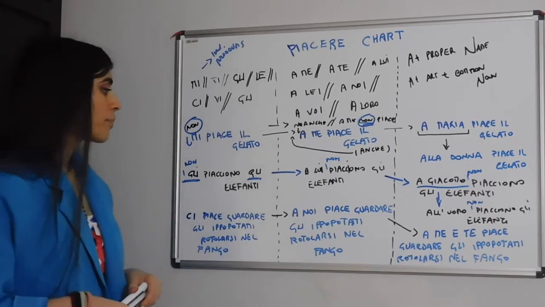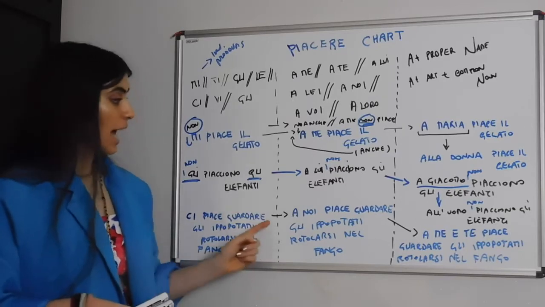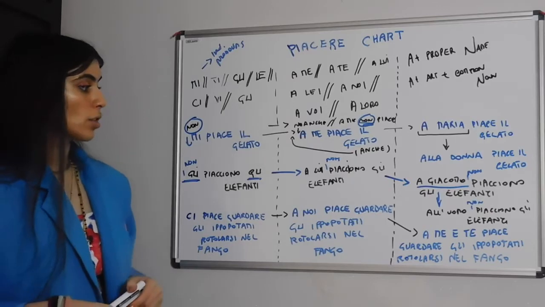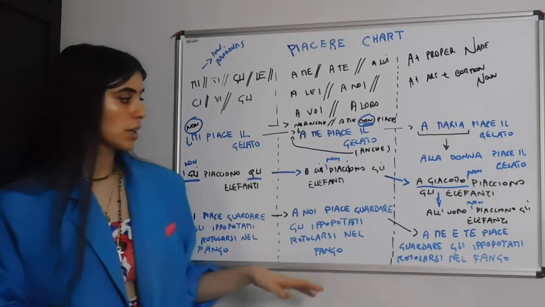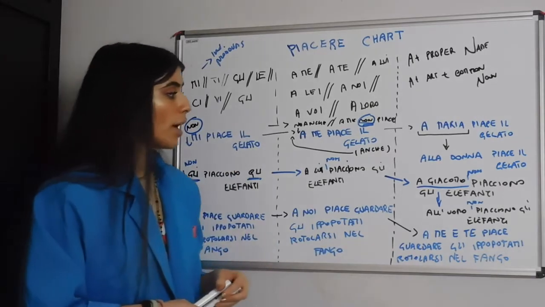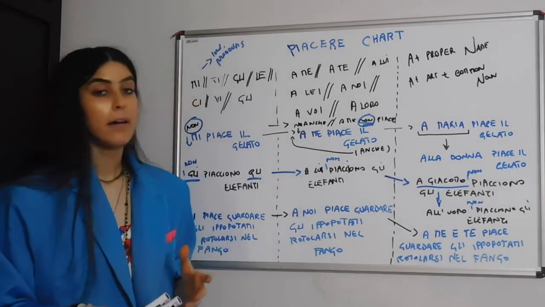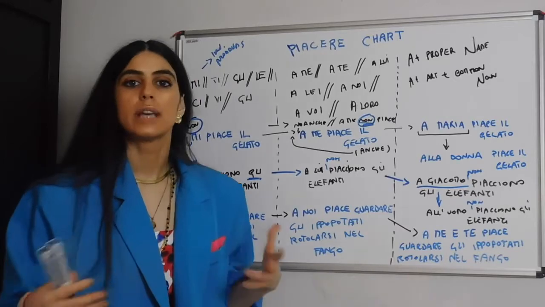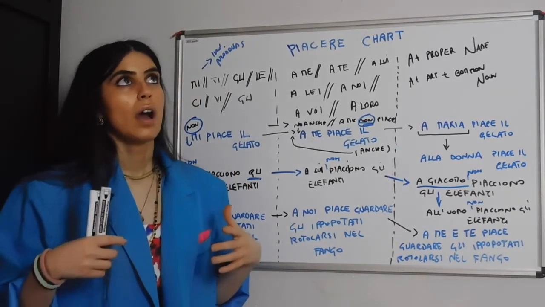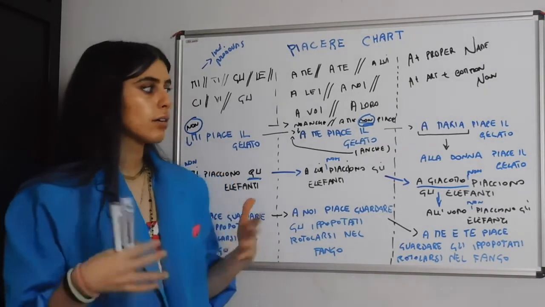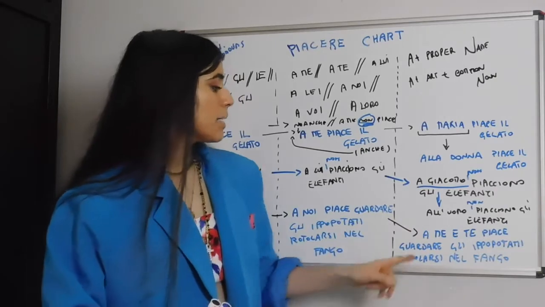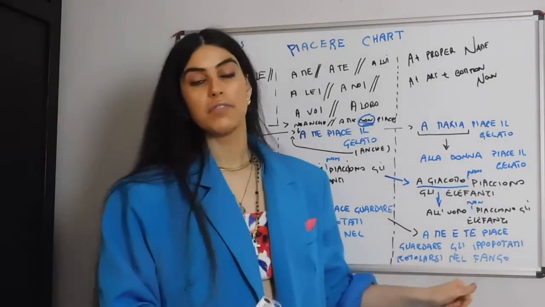This sentence becomes a noi piace guardare gli ippopotami rotolarsi nel fango, which again could become a me e a te, or me e te, or a Maria e Giuseppe. It could become ai due ragazzi piace guardare gli ippopotami rotolarsi nel fango. Whatever you want to say.